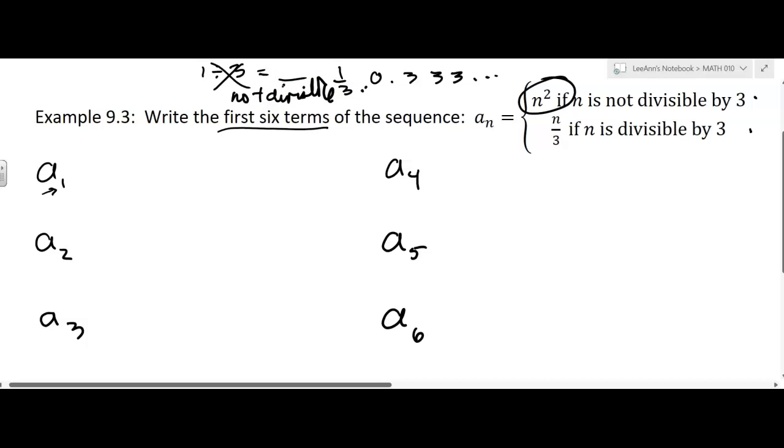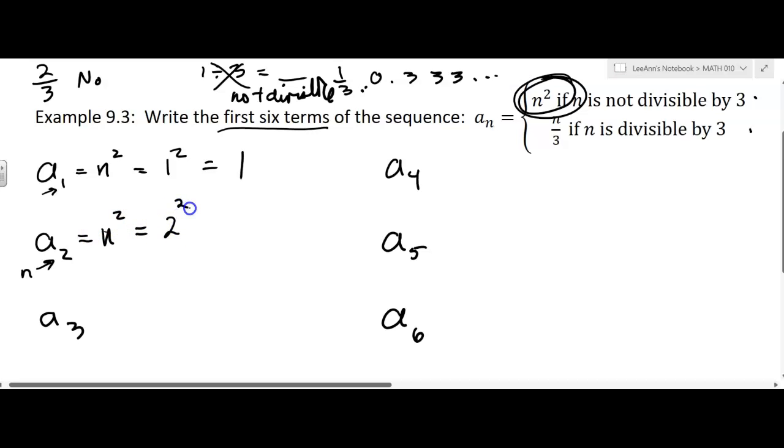Okay, so it's not divisible by 3, so I'm going to use n squared, which means I'm going to have 1 squared, because my n is 1, and that's going to be 1. So I know the first term. Okay, now I'm going to go to a sub 2. n is 2. That's my n. Is 2 divisible by 3? No. Meaning it's got to go in evenly. You get like 0.666. Okay. So it's not divisible by 3, so we're still using, in this case, n squared. So that's going to be 2 squared, which is 4. Okay, so we know the second term.